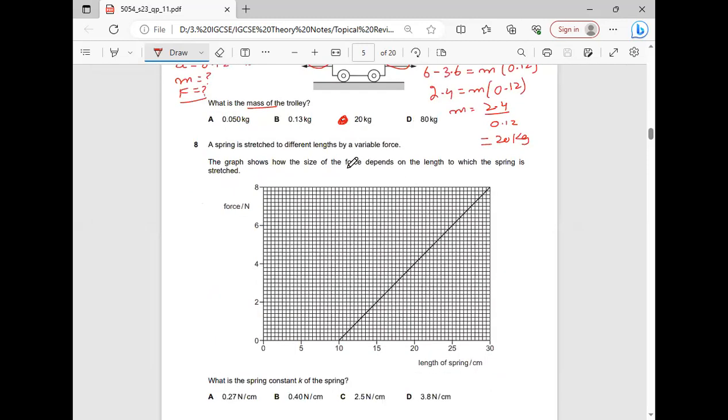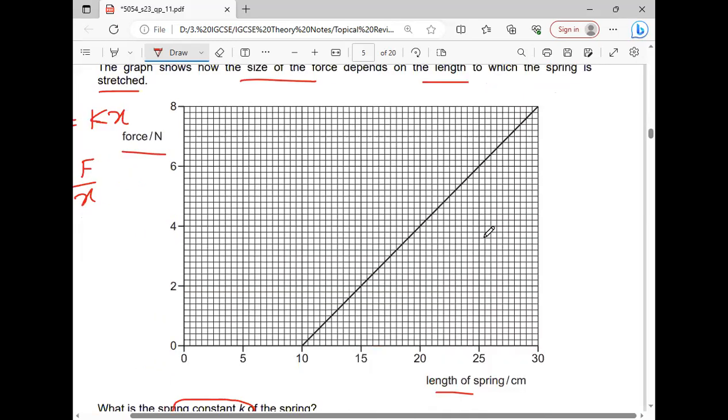Okay. A spring is stretched to different lengths by a variable force. The graph shows the size of the force depends on the length to which the spring is stretched. What is the spring constant? Since we know that according to Hooke's law, the equation is F is equal to Kx and K is equals to F over X. Since this is force length or extension graph, we will find the slope of this graph, and the slope of this graph will give the value of spring constant. So let's determine the slope of this graph.